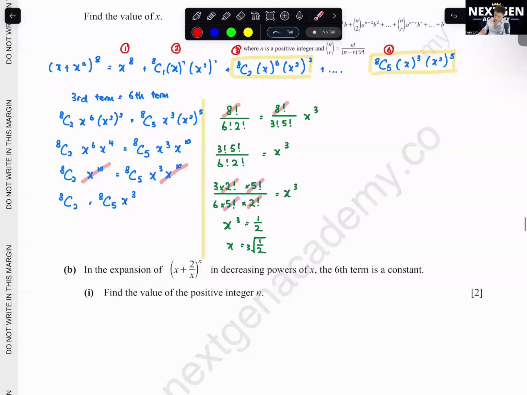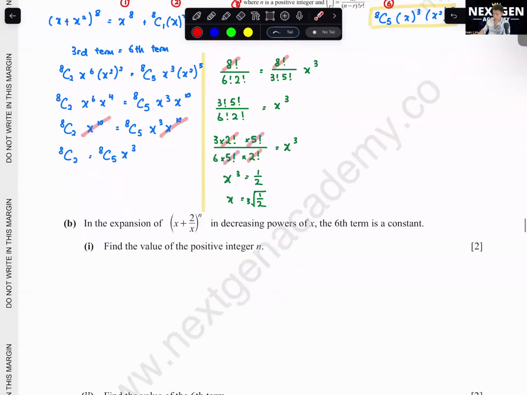Okay, let's look at question B. In the expansion of x plus 2 over x, to the power of n, in decreasing powers of x, the sixth term is a constant. Confusing, this sentence here. Find the value of the positive integer n. We have these two things going on: decreasing powers of x, and the sixth term is a constant. What does it mean that the sixth term is a constant? It means no x.